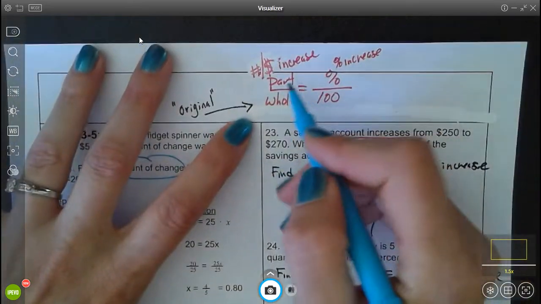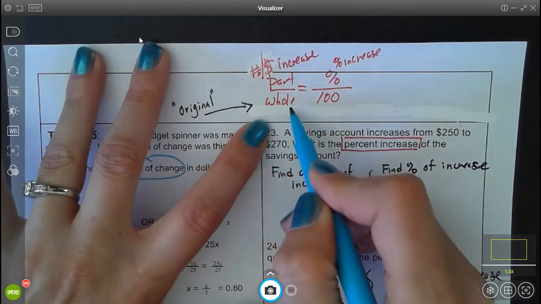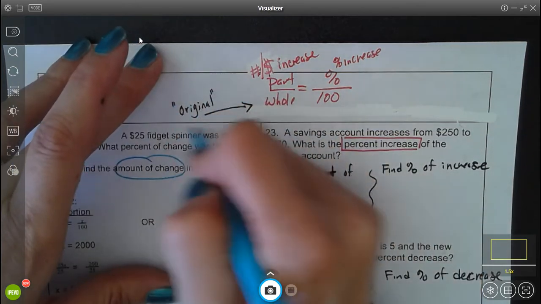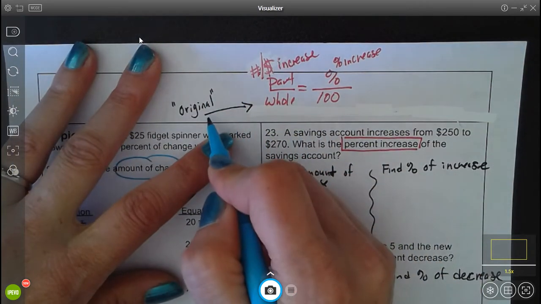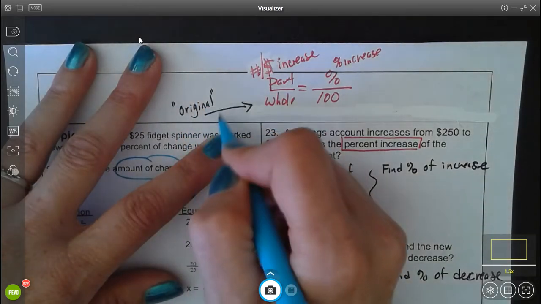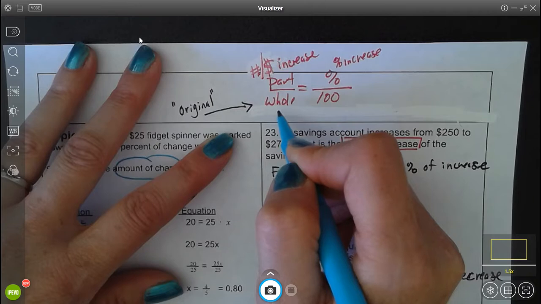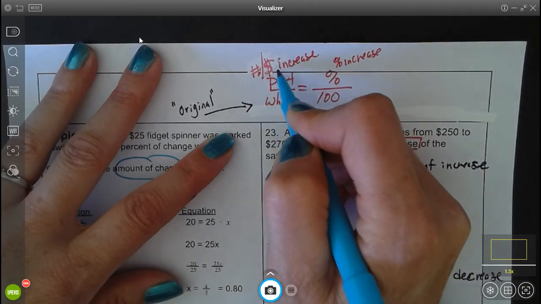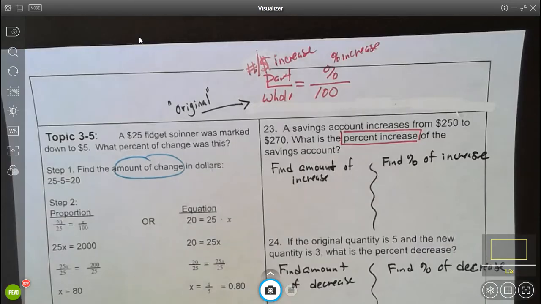Okay, so the whole in this case is going to be the original number. And this is really the most important thing. It's not the big number, it's not the small number, it's the starting number, where it originally started. That's the whole. And then up here is going to be either a number or a dollar amount that it increased, and we're going to compare that to a percentage. Percentages are out of 100.